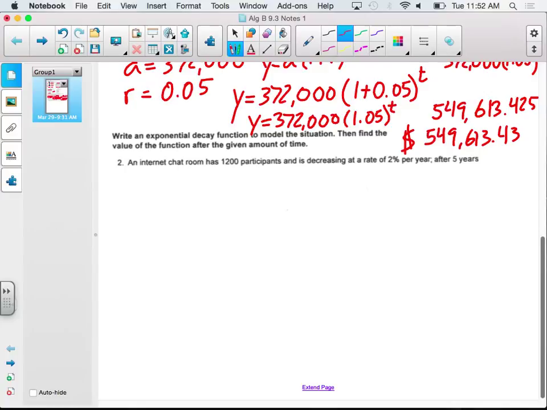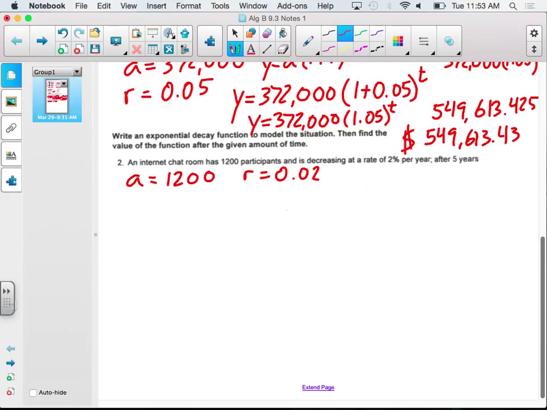Now, our second example is: write an exponential decay function to model the situation. Then find the value of the function after the given amount of time. Our situation is an internet chat room has 1,200 participants, that's a lot, and is decreasing at a rate of 2% per year. So first things first, what are A and R? What's our A? 1,200, and R is 0.02.